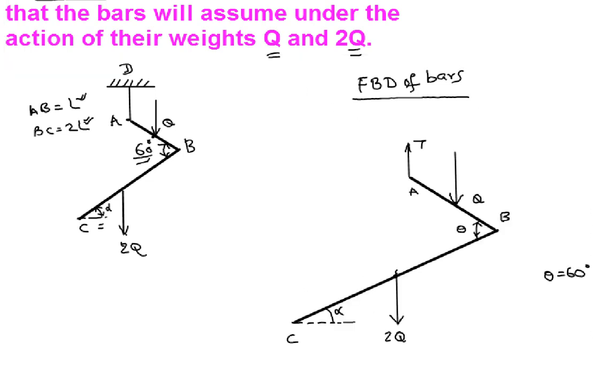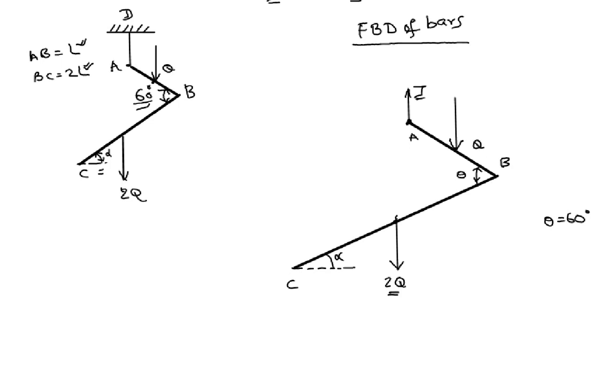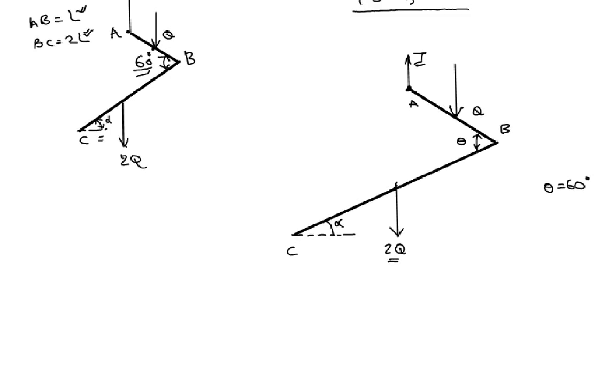You have three forces acting on it. One is this force Q here, and then the other force 2Q here, and then the tension in the string. Now quickly we can note that when you take moments about point A, this tension T will not have any contribution because it is passing through the point A. So the only two forces which will have any moment contributing to equilibrium are Q and 2Q.